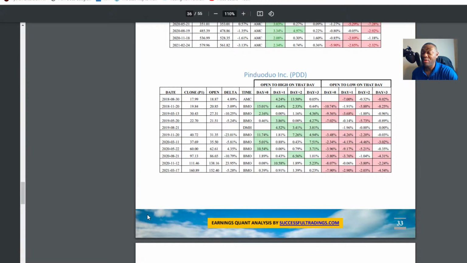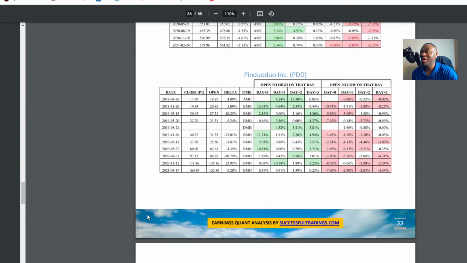So Pinduoduo, what do you see? I don't know about you. I mean, I see red. I see a lot of red. On day 0, but even more on day 2, day 3, day 4. How many out of 1, 2, 3, 4, 5, 6, 7, 8, 9, 10, 11?